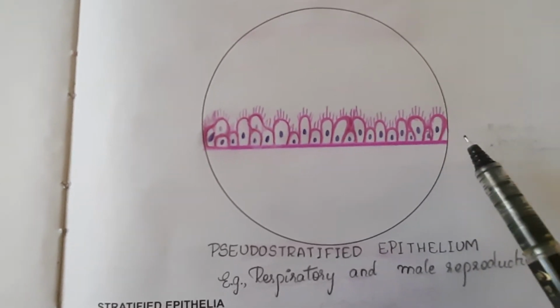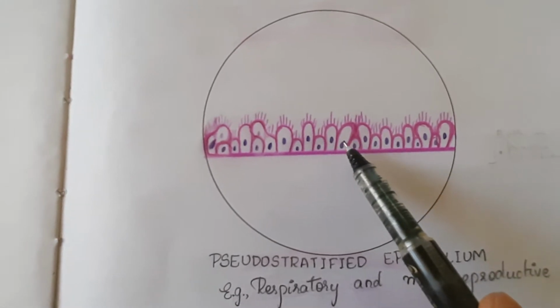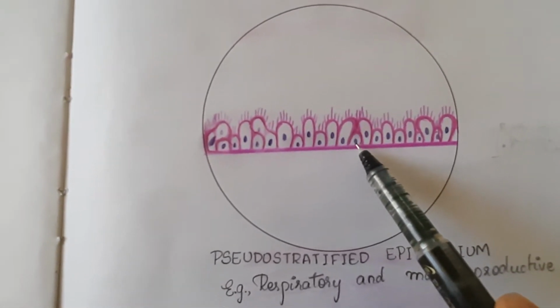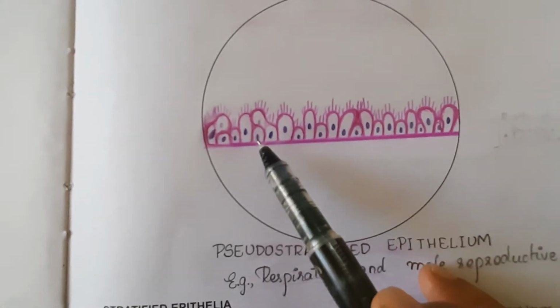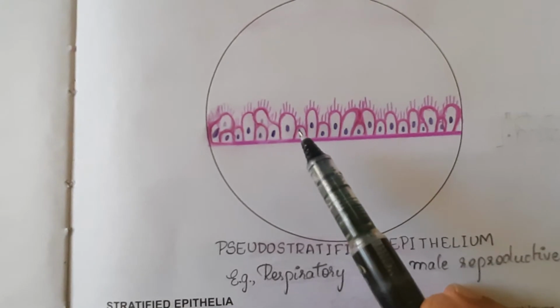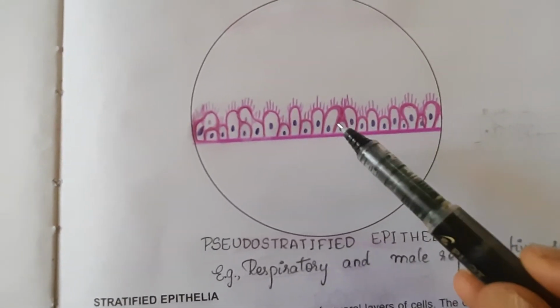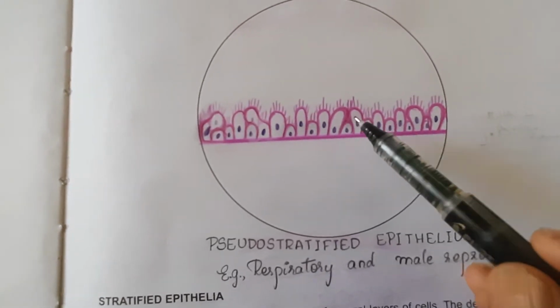But the bases of all the cells reach the basement membrane. You can observe here that the long cell reaches the basement membrane, and the short cell also reaches the basement membrane. That means all are standing on the basement membrane. That is the reason it is considered a single layer, but because of the height differences and the nucleus position, it appears as two layers, and this is called a pseudo stratified epithelium.